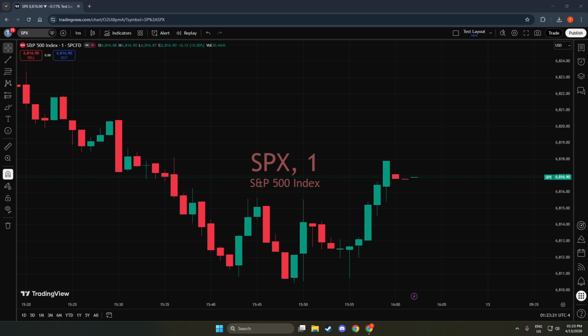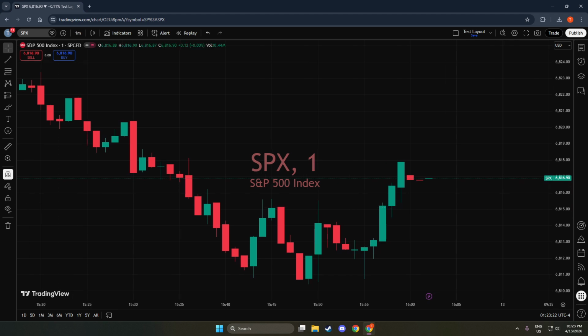Zoom out a bit to see the bigger picture, then zoom back in so you can work with current detail. Don't force it. Let the structure tell you what's happening. Knowing the trend sets the context for every decision you make next.